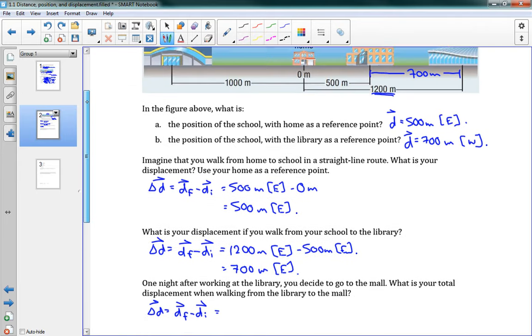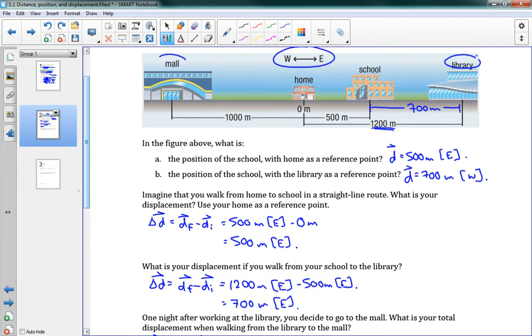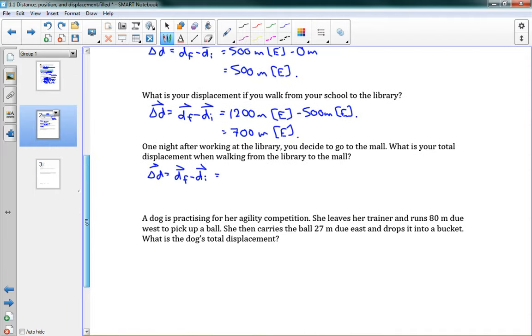So our final position, we're ending at the mall. That's 1,000 meters west of home. We're starting at the library. That's 1,200 meters east of home. So final was 1,000 meters west minus 1,200 meters east.